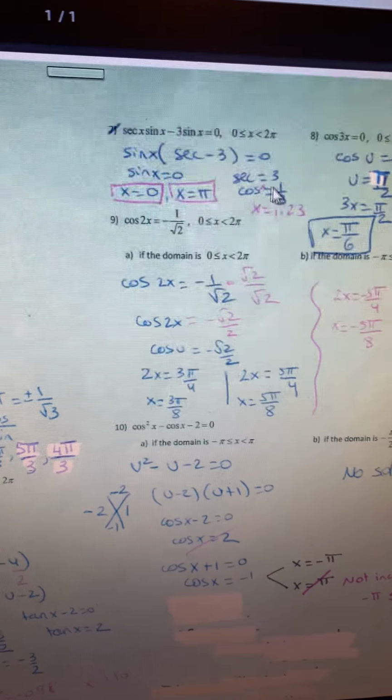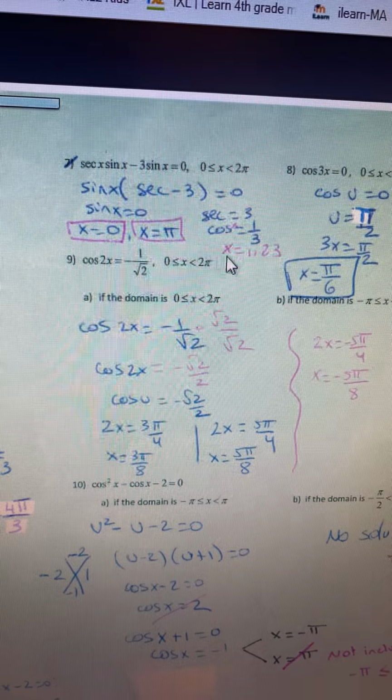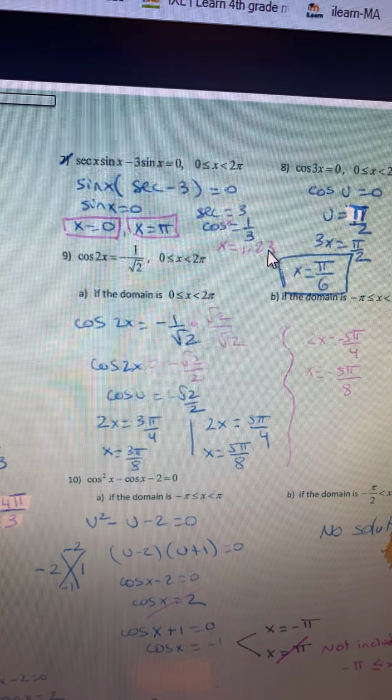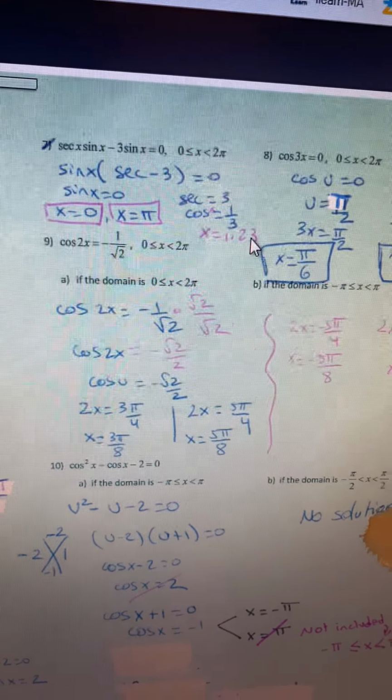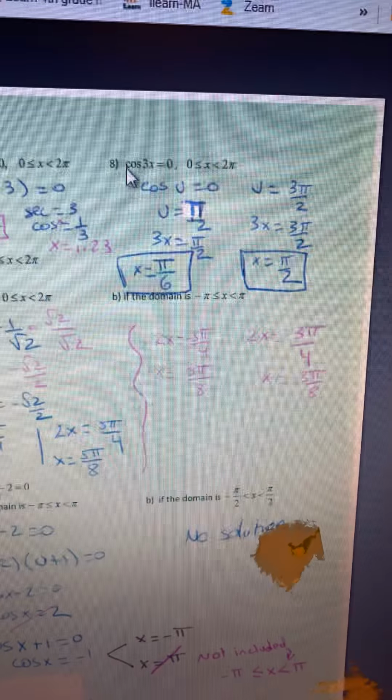When you see that the value is not remarkable, not something you know on the unit circle, that means you need to use the calculator. So inverse cosine and you get 1.23. That's in radians. You can, of course, convert it to degrees.